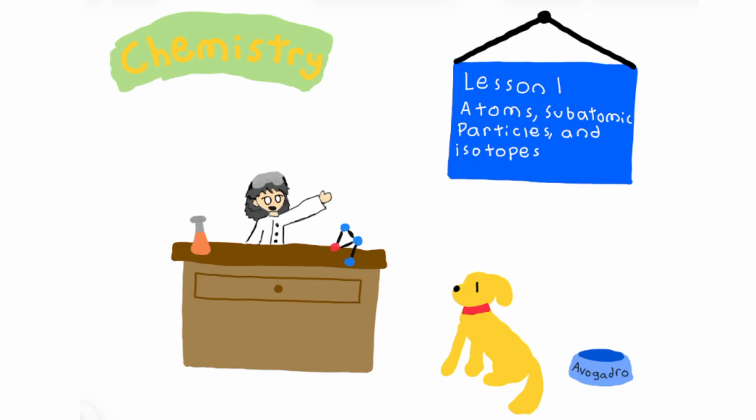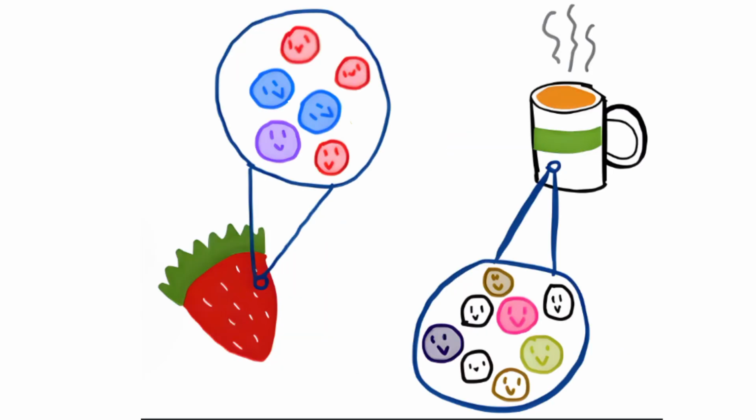Today will be the first lesson of our chemistry unit, and we'll be learning all about atoms, subatomic particles, and isotopes. Let's get started. You might already know that all matter in the world is made up of these tiny building blocks called atoms. So all things you can physically touch, like strawberries and coffee mugs, are composed of countless atoms. Since atoms are so small, you might be surprised to hear that there are still things smaller than them.